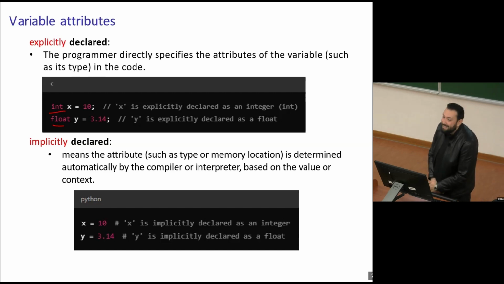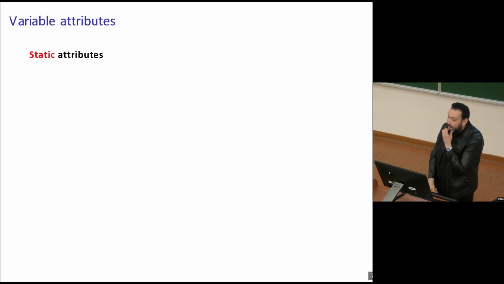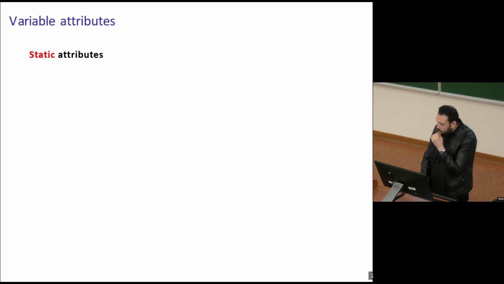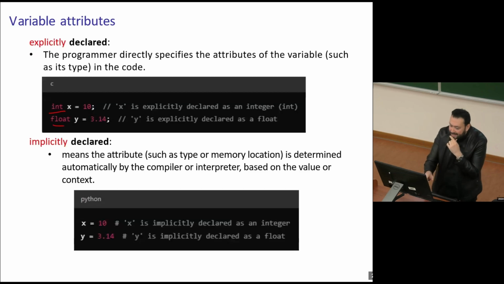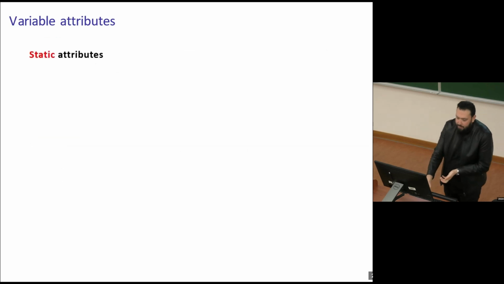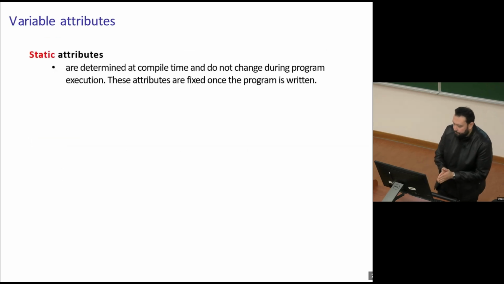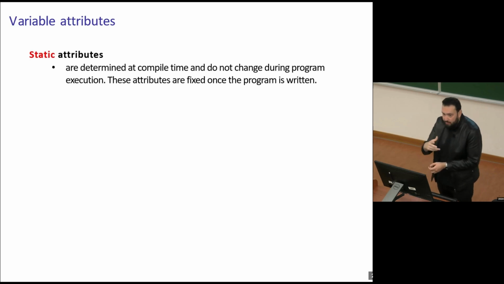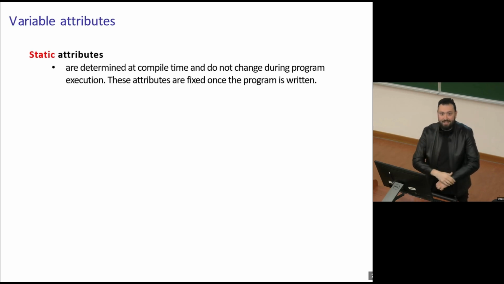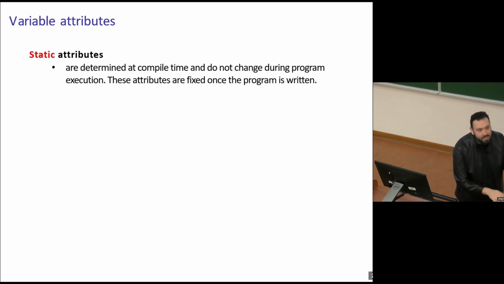What about static and dynamic? If I want to say static attribute, what attribute can be considered static for C? So is this type, it's explicit, but is it static? What do you mean by static? That it doesn't change. Is the type of C language and Java languages are considered static? So I have int x equal 10.